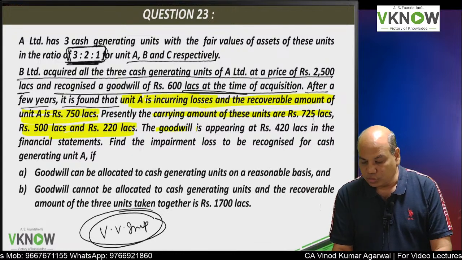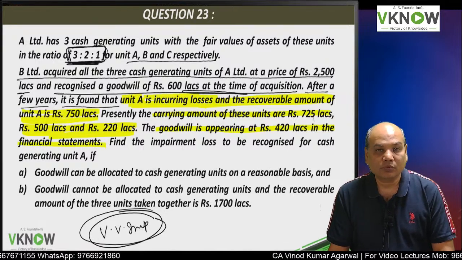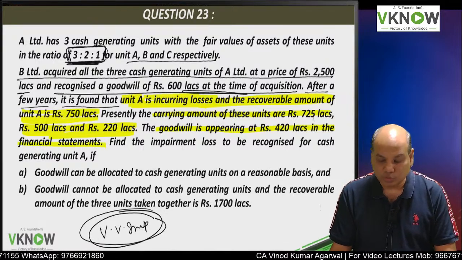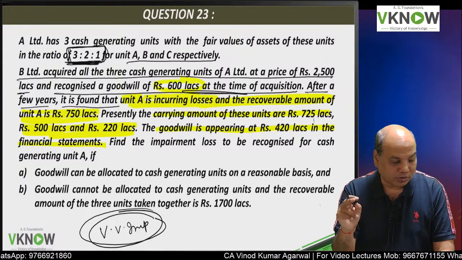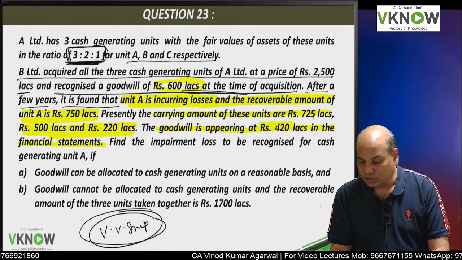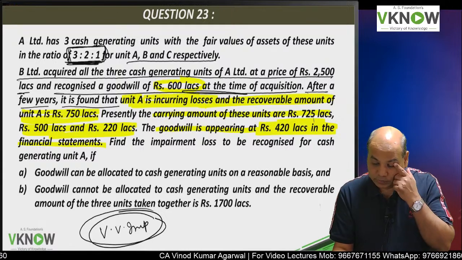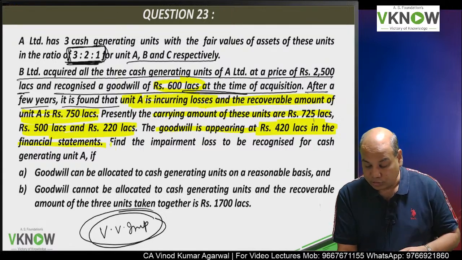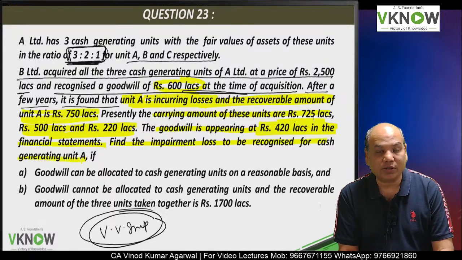The goodwill today is appearing in the books at 420 lakh. They might have amortized some goodwill. 600 was at the time of acquisition, but today the carrying amount of goodwill is 420 lakh. So we are going to consider 420 lakh in the calculation. Find the impairment loss to be recognized for cash generating unit A.